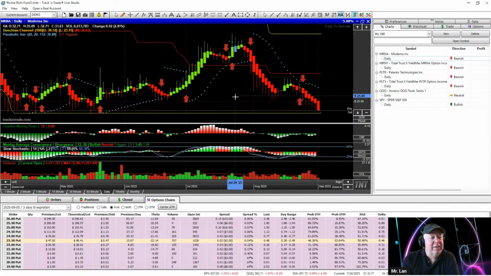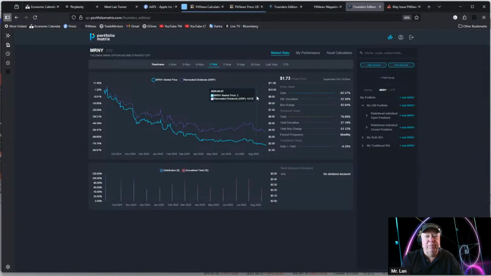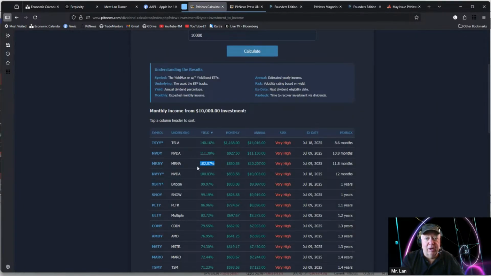Yes, it's paying big dividends, but they're not big enough to cover the loss. So look at this. That's really rare to see in a YieldMax fund, to see that number right there. So you can see the yield, which is 76%, which is good, right? Which is what puts it at the top of this calculator list. MRNY, 102%.